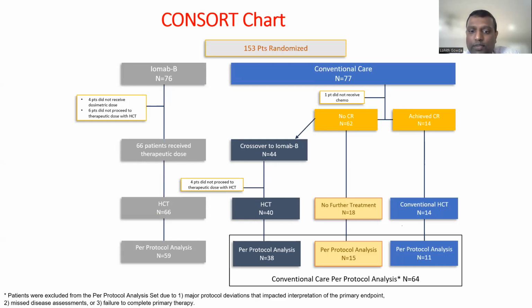Of those who did not get to CR, of 62, 18 did not receive any further care, likely went on to receive what we call palliative care options. Crossover to IMAP was allowed for people who did not reach CR after having been in the conventional care arm. About 44 crossed over to IMAP. Of those 44, 40 did get to allogeneic stem cell transplant, and 38 were eligible for protocol analysis.